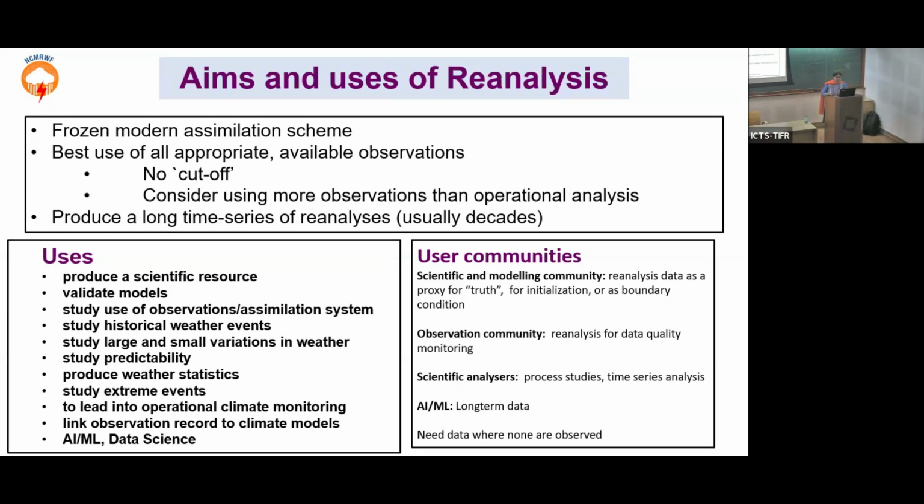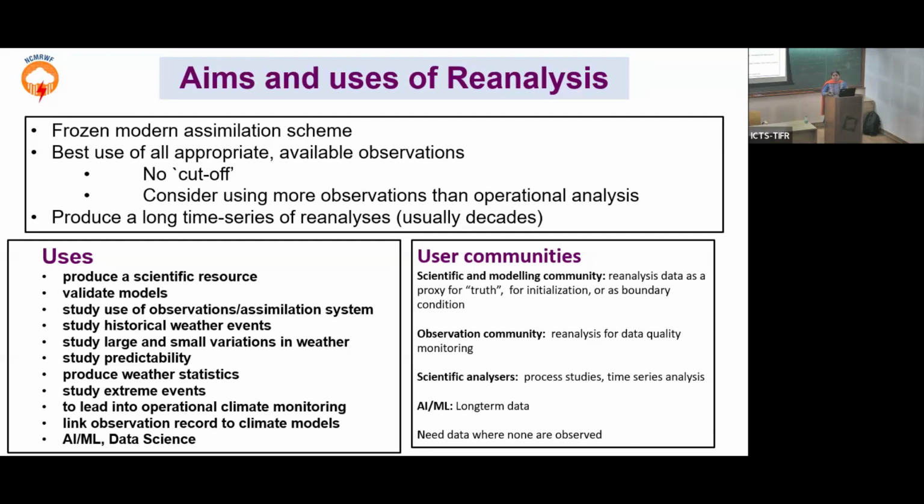There is no cutoff, and we can consider using more observations than the operational analysis, and produce a long-term series of reanalysis, usually for decades. And what are the uses of this reanalysis? It produces a scientific resource: validate models, study the use of observations and assimilation systems, historical weather events, and study large and small variations in weather, predictability, produce weather statistics, extreme events to lead into operational climate monitoring, and link the observation record to climate models and AI/ML and data science.